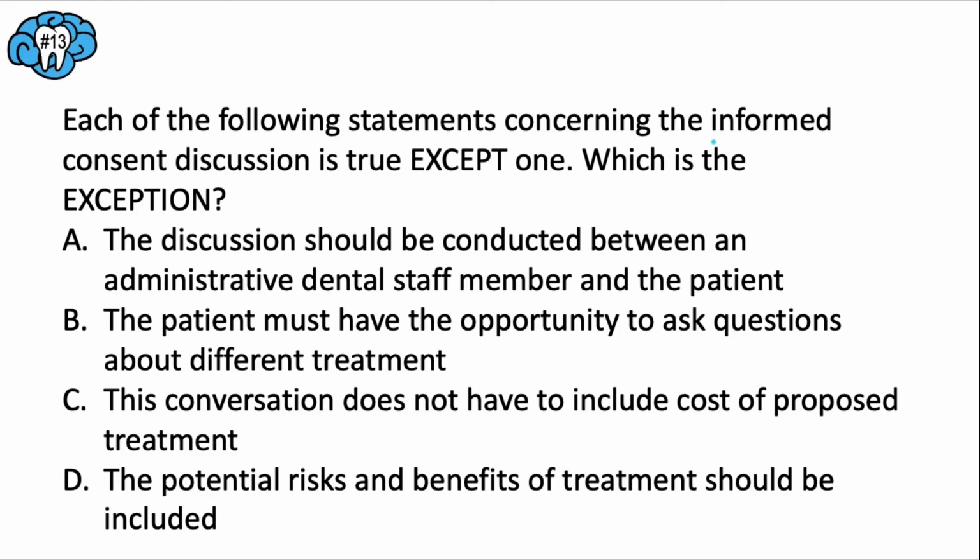Okay, so for the informed consent discussion, the patient must absolutely have the opportunity to ask questions about different treatment. That is true, so B is out. The conversation does not have to include cost of proposed treatment. That's true. What it does need to include are risks, benefits, and alternate treatment options. So that is out as well. Speaking of which, option D says potential risks and benefits of treatment should be included, which is true.